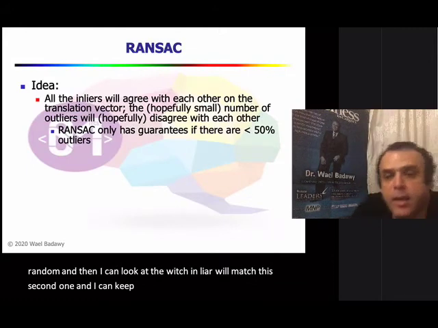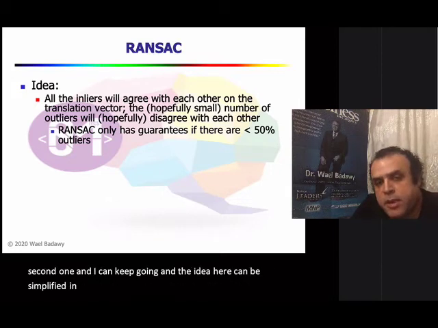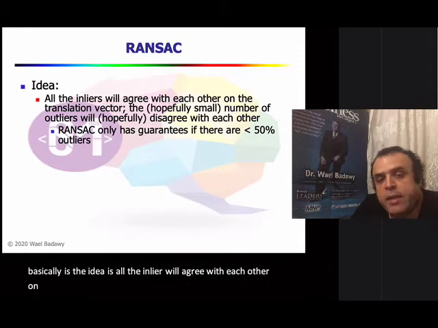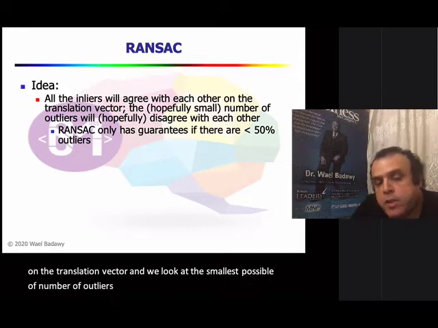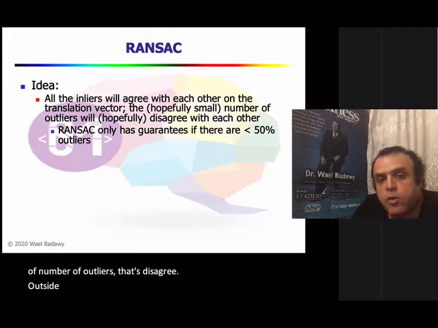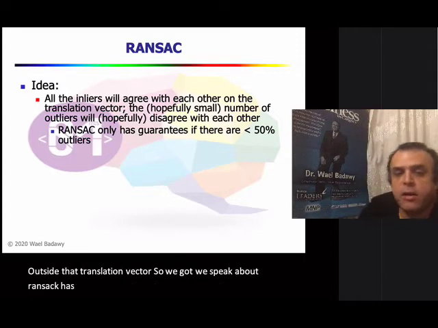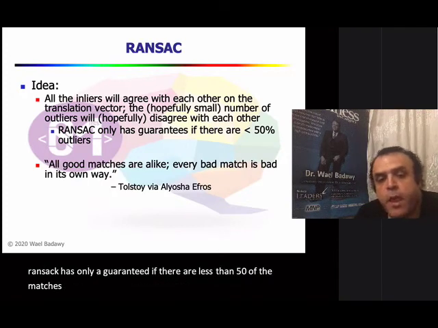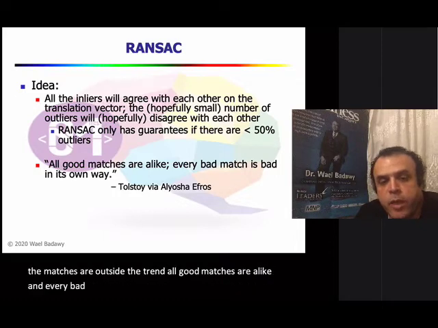The idea here can be simplified in what we call random selection, where all the inliers agree with each other on the translation vector, and we look for the smallest possible number of outliers that disagree outside the translation vector. RANSAC only has a guarantee if less than 50% of the matches are outside the trend. All good matches are alike, and every bad match is bad in its own way.